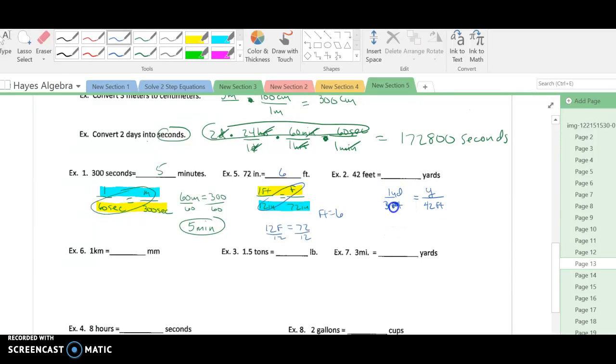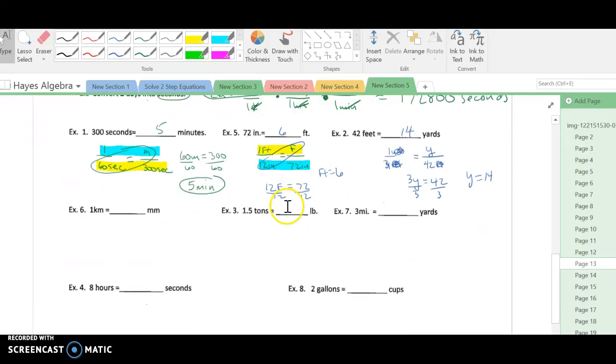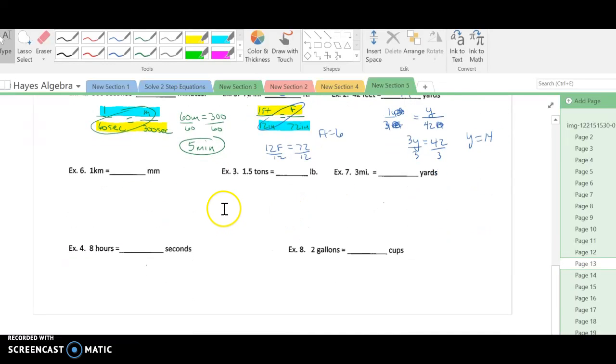Now, I'm going to ignore these units in a way, and do 3 times Y is 3Y. 1 times 42 is equal to 42. And when I divide by 3, I get Y is equal to 14. So there are 14 yards in 42 feet. Okay? Again, we're not multiplying like the other one above.